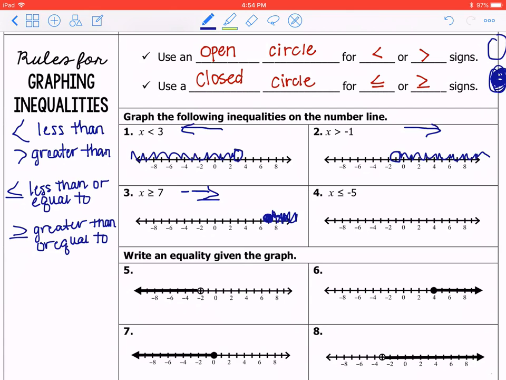Number 4: x is less than or equal to -5. Find -5 on your number line. It's equal to, so color it in. And your arrow is pointing left, so you're going to shade left. Hopefully that's review.